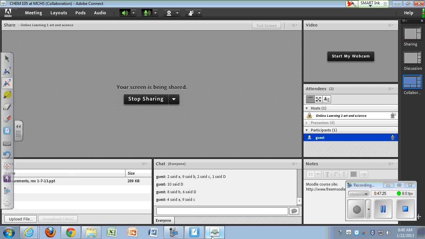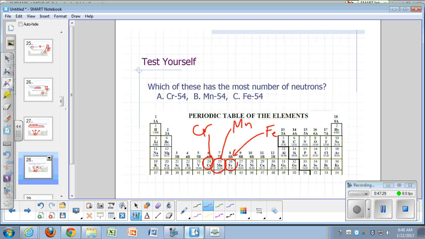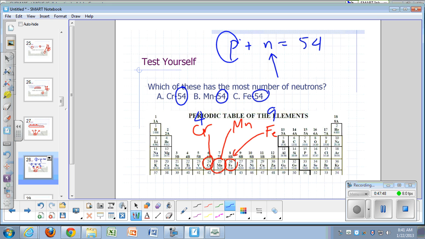Okay, 4 said A, 9 said C. So we have a vote of 4 for this and a vote of 9 for this one. Let's see. They all have the same mass number, right? So protons plus neutrons is 54. Well, how can you have the most number of neutrons if you have the least number of protons? So which one has the least number of protons?